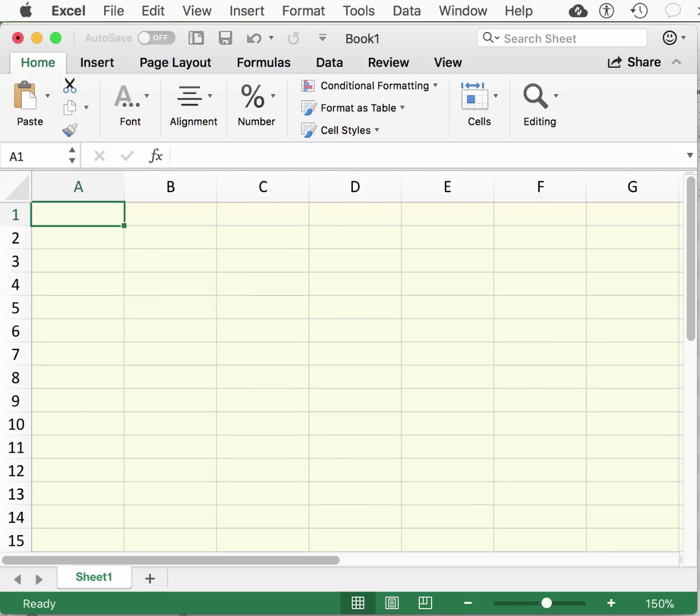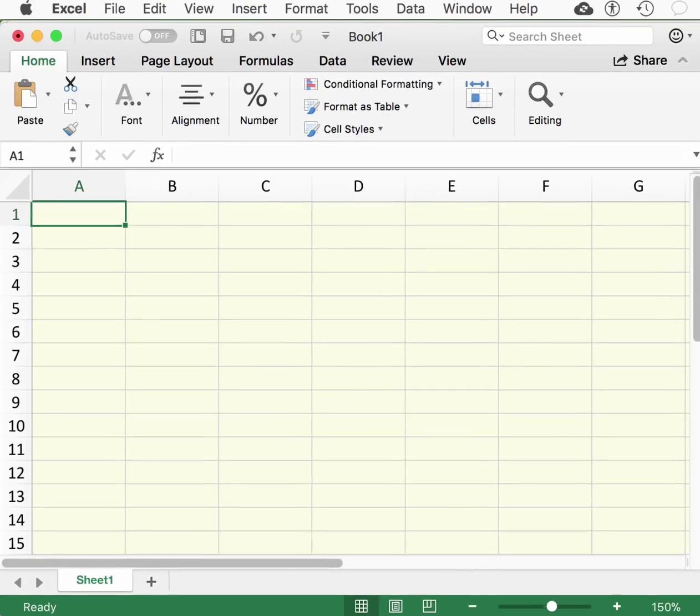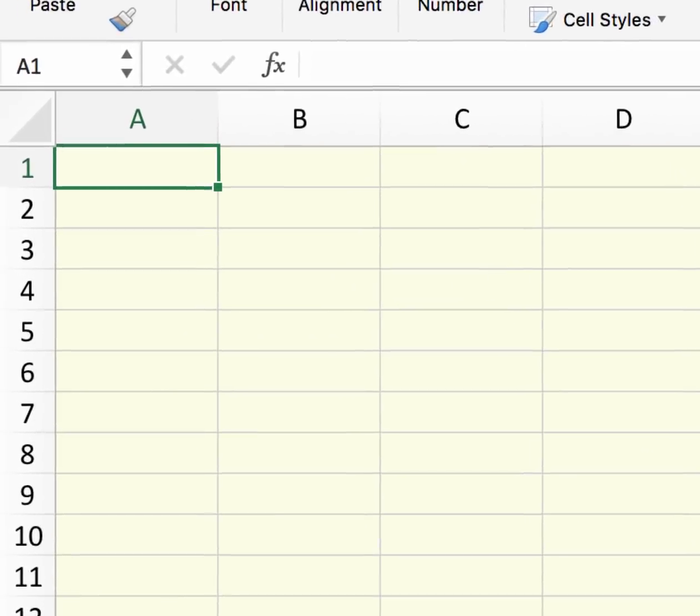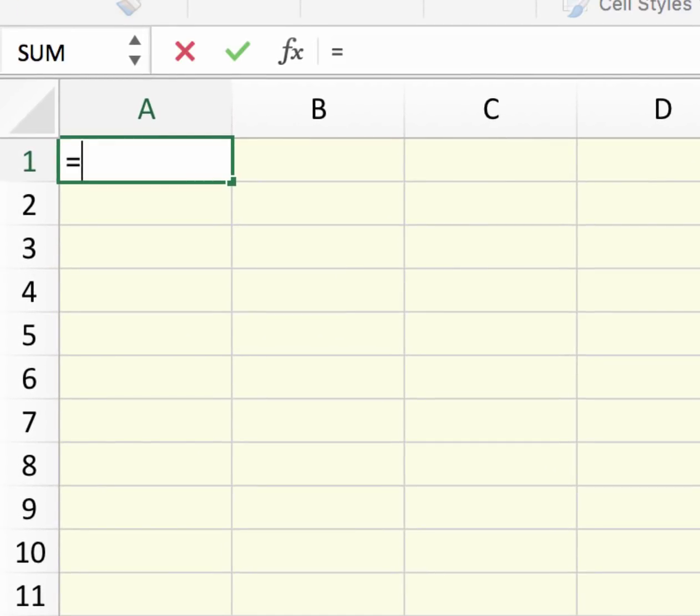A spreadsheet program allows you to arrange data in tables and, more importantly, to do calculations with that data. Here I'm using a version of Microsoft Excel. To tell a spreadsheet to do a calculation, start by typing an equals sign in a cell and then type the calculation. In this case, I'm adding 2 and 3.